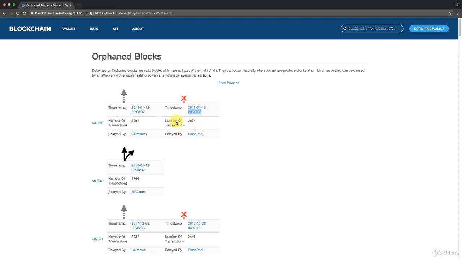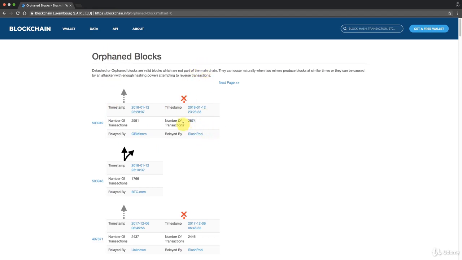It's the same time. So they both claimed it to be block 503949, and this had this many transactions, this had this many transactions. Already it shows you that they're not identical blocks simply by seeing that they have different numbers of transactions in them. And we discussed this in module 1 of the course. What happens is at that point in time, two versions of the chain will exist. So GB miners with this block will continue trying to grow that chain, and Slush Pool with this block will continue trying to grow that chain.